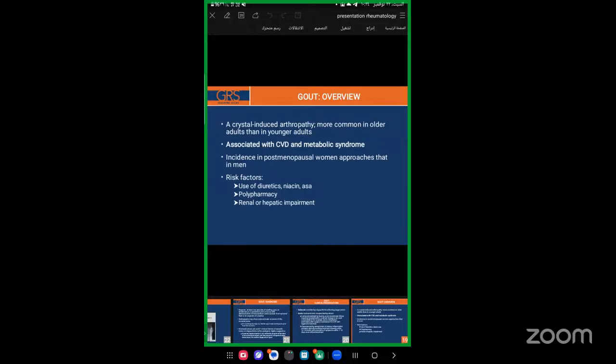In regards to cardiovascular disease, I couldn't find solid evidence of why they are associated, but the thesis is that chronic inflammation is triggered within the whole body, not just the joints. It eventually leads to effects on the heart, and also in cardiovascular diseases there's use of diuretics, and diuretics precipitate gout as they increase the amount of uric acid within the body. The incidence in postmenopausal women approaches that in men.